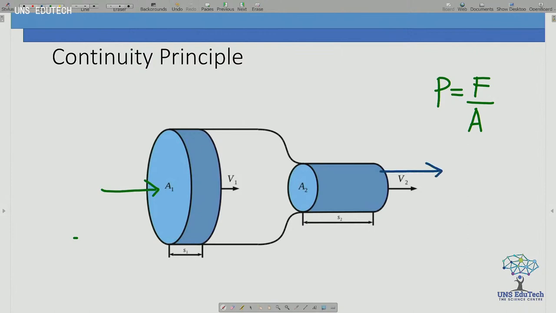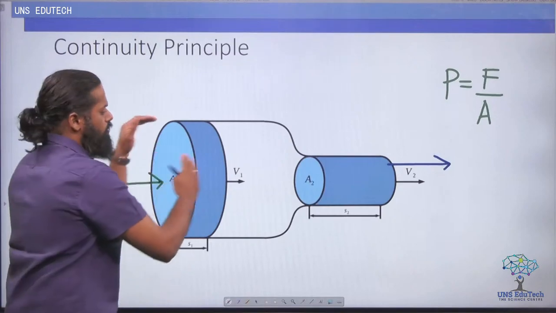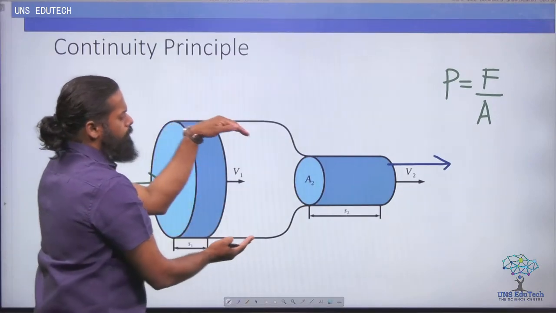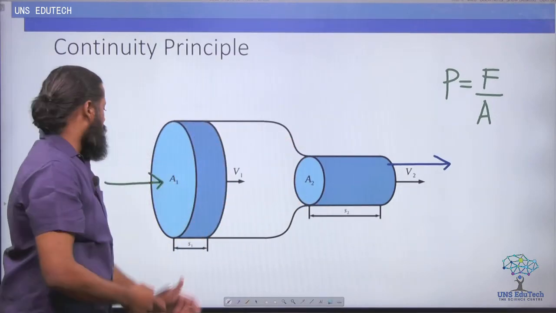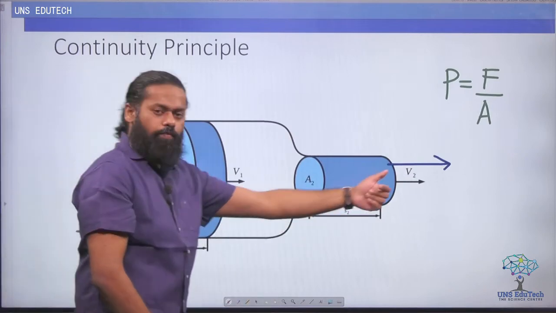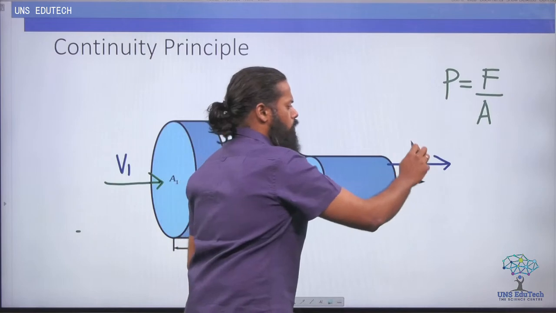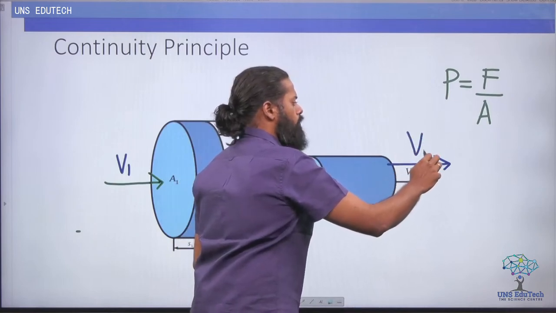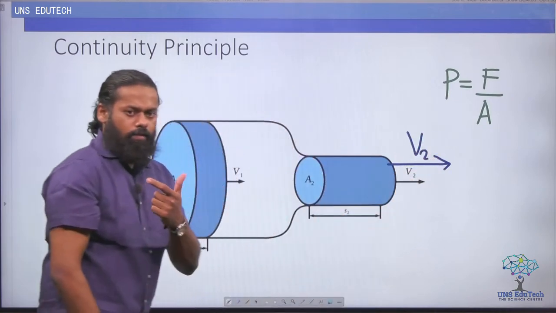Now, assume that this is a section taken from a long pipe with a convergence section. Convergence because this is kind of a nozzle, it's converging. So, this velocity, let it be V1. This velocity at which the fluid is coming out is V2. Now, you have to understand certain concepts here.